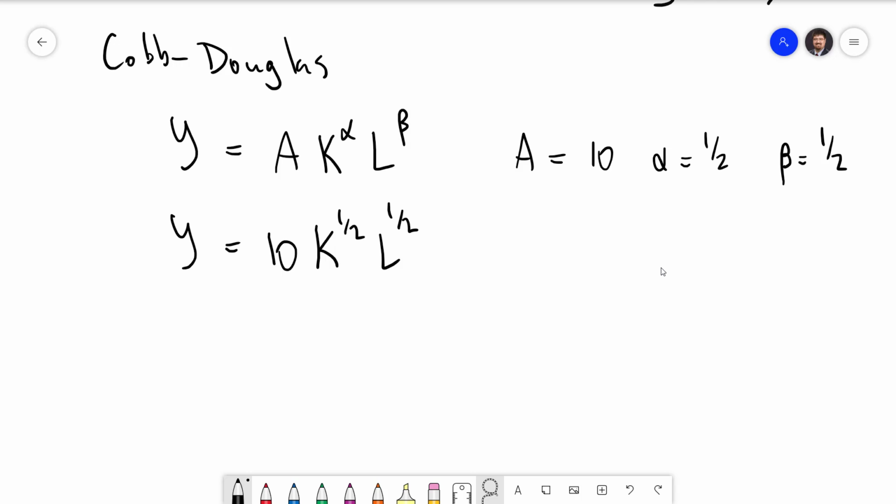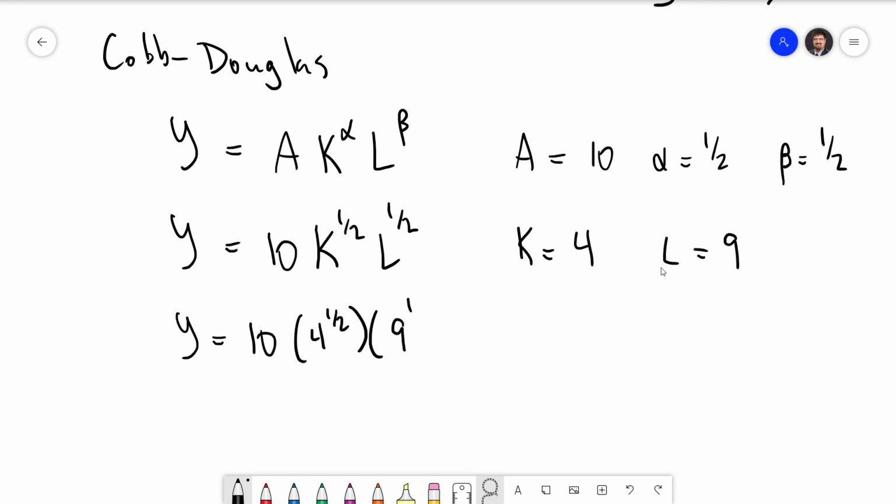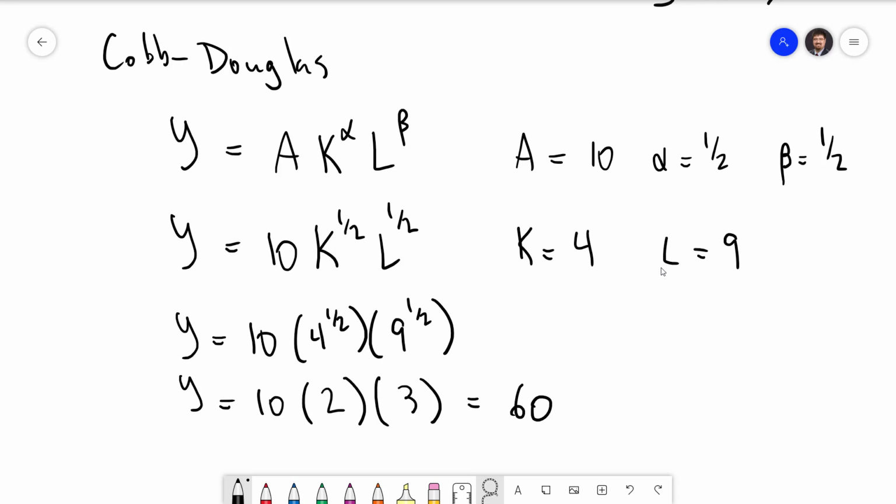For example, suppose that our economy has 4 units of capital and 9 units of labor. To figure out the GDP, we just take 10 times 4 to the 1/2 times 9 to the 1/2. This gives us 10 times 4 to the 1/2, which is 2, it's the square root, and 9 to the 1/2 is 3. And that's going to give us a total GDP of 60.